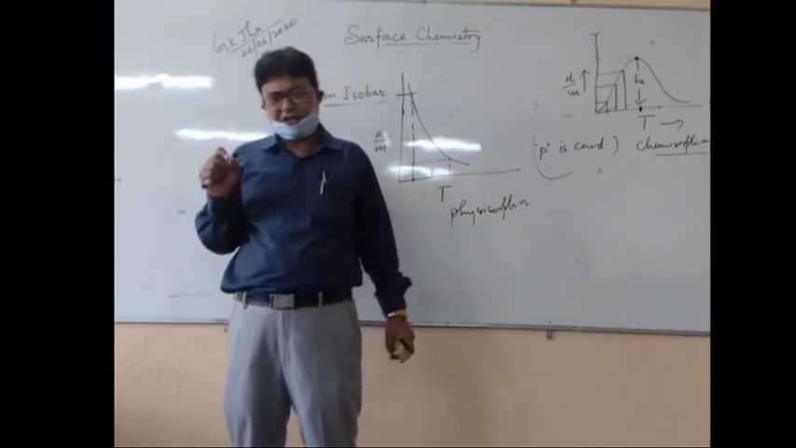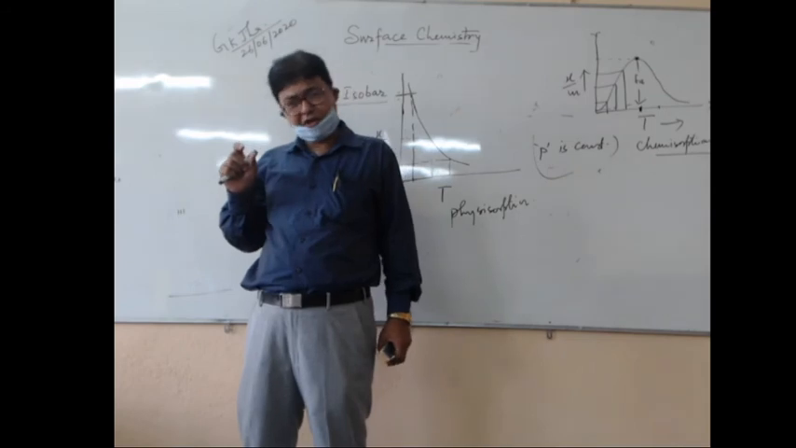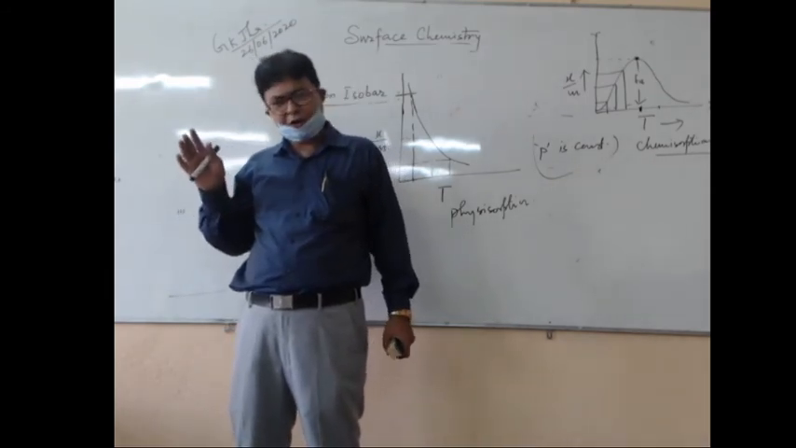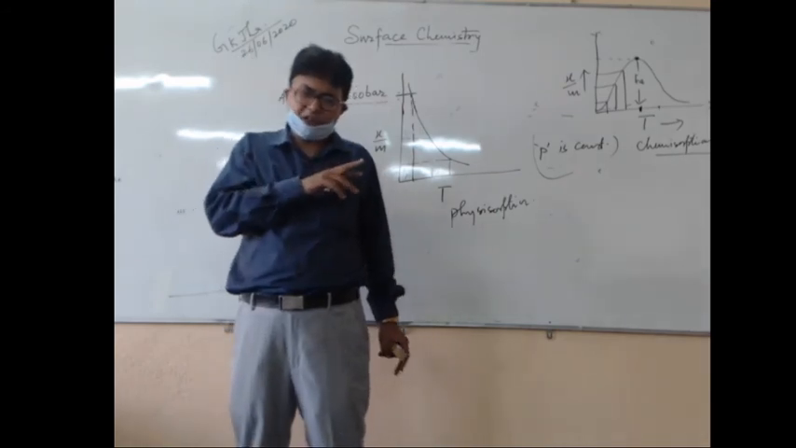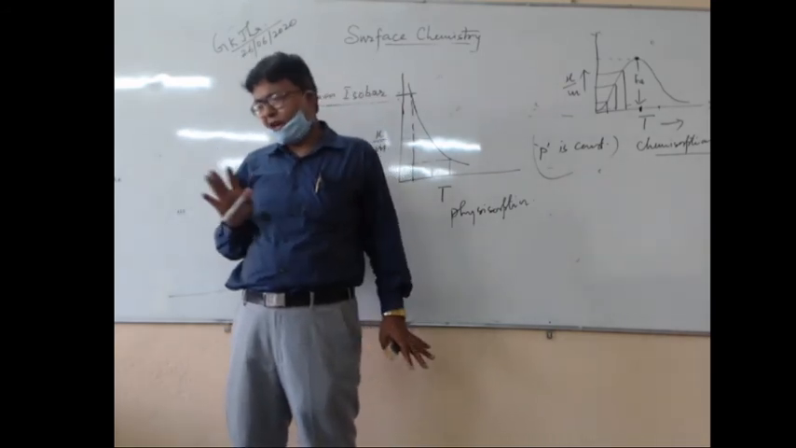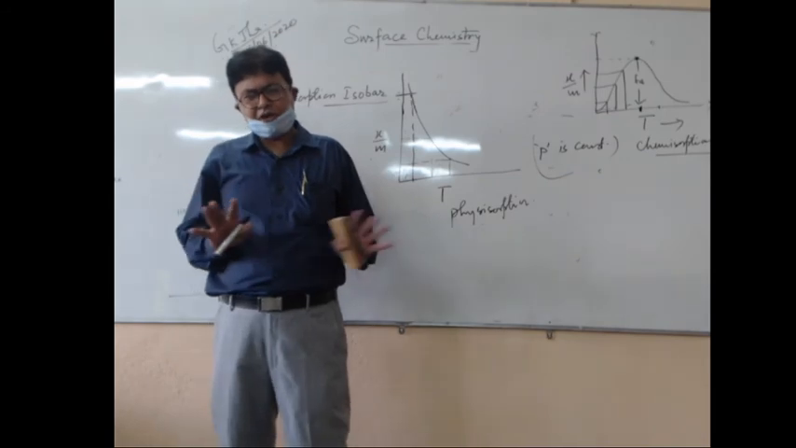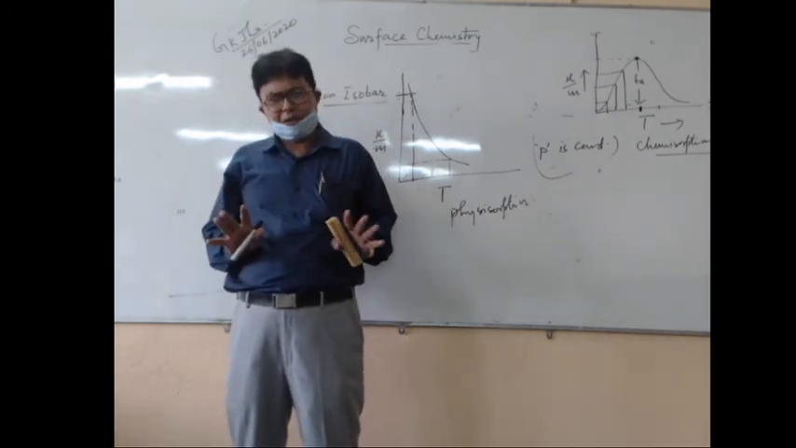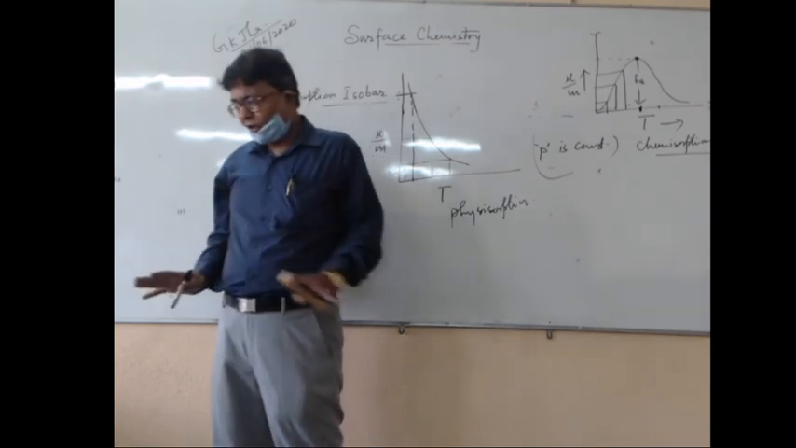As a result, minus T delta S is positive on the one hand. On the other hand, delta G has to be negative. This is only possible when delta H is negative. So in two ways we can explain that adsorption is an exothermic process. Delta H is negative. Okay, clear.